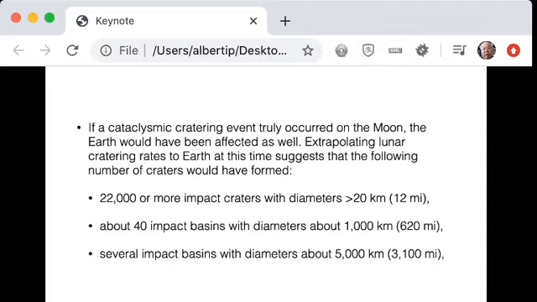There are a number of observations saying that 22,000 or more impact craters will have a diameter bigger than 20 kilometers. About 40 will have a diameter bigger than 1,000 kilometers, and only several with a diameter bigger than 5,000. So that would be the estimate.